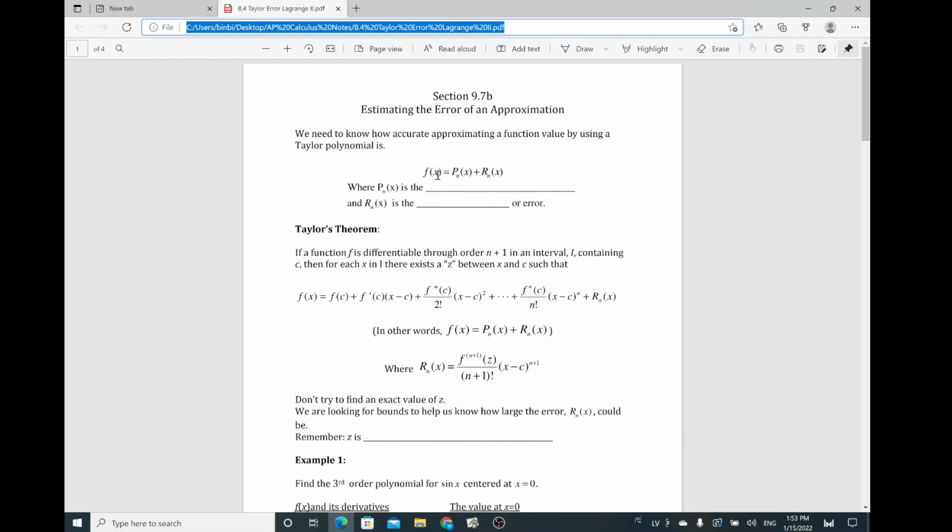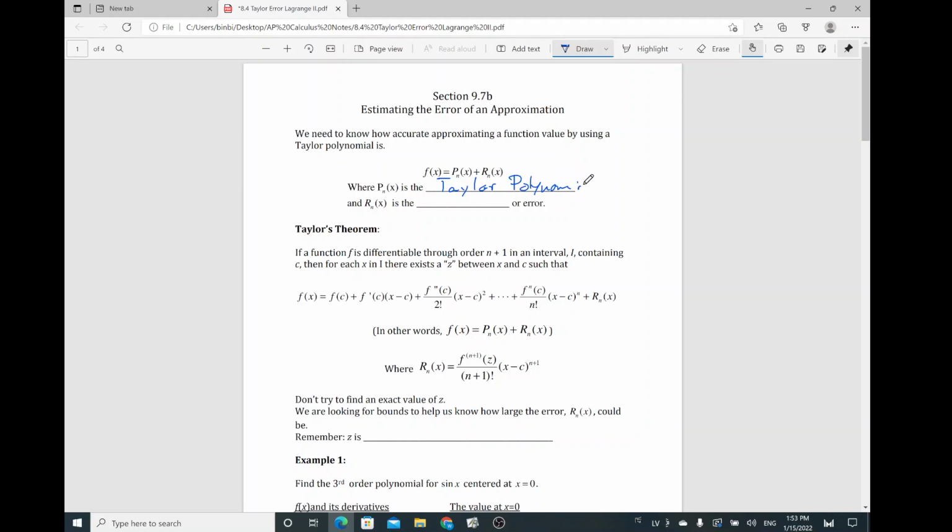The way to come up with the function is always f of x equals the Taylor polynomial plus the remainder. So we have p sub n of x, which is just the Taylor polynomial, and r sub n of x, which is called either the maximum error or just a simple error. Another name for that is the Lagrange error. So it's pretty much the same name.